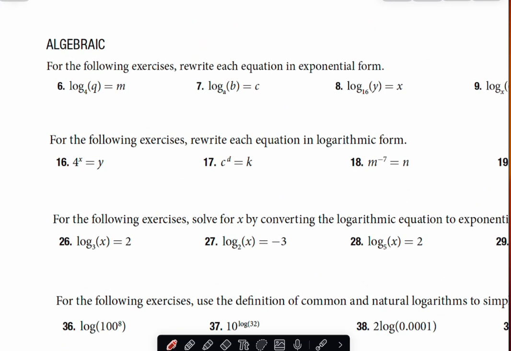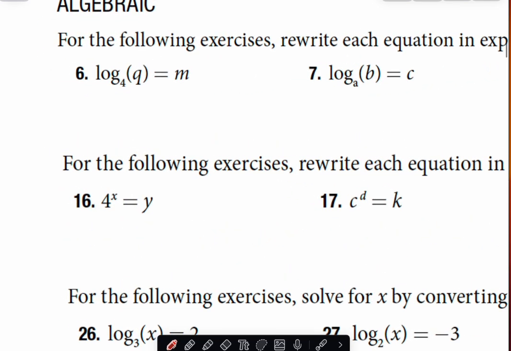So it says for number 6 to rewrite that in exponential form. So for number 6, this is our base, this is our power, this is our number. So our number is going to be our base to whatever particular power that happens to be. So all they want you to do is rewrite this as Q equals 4 to a power of m. That's it. You're done. You're not evaluating anything. You're just rewriting it in exponential form.